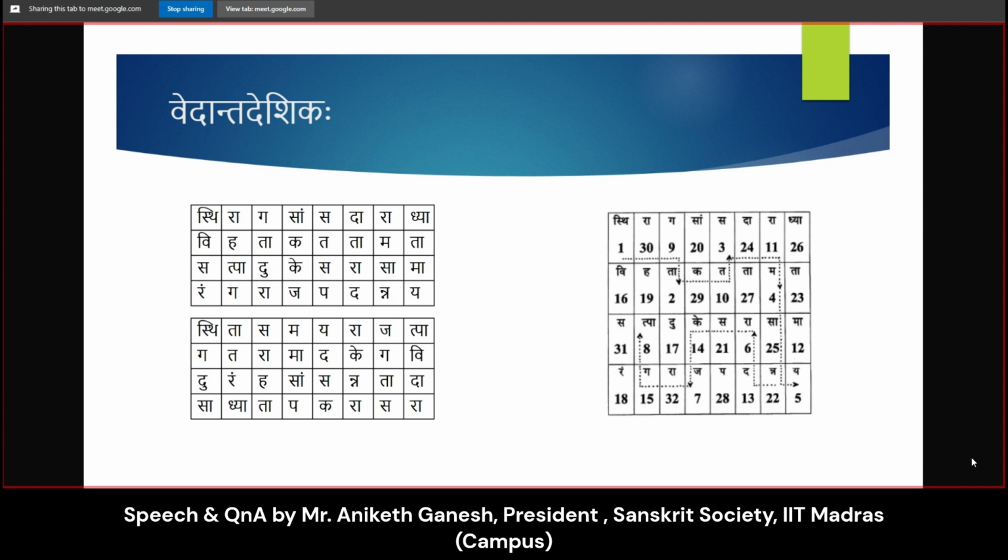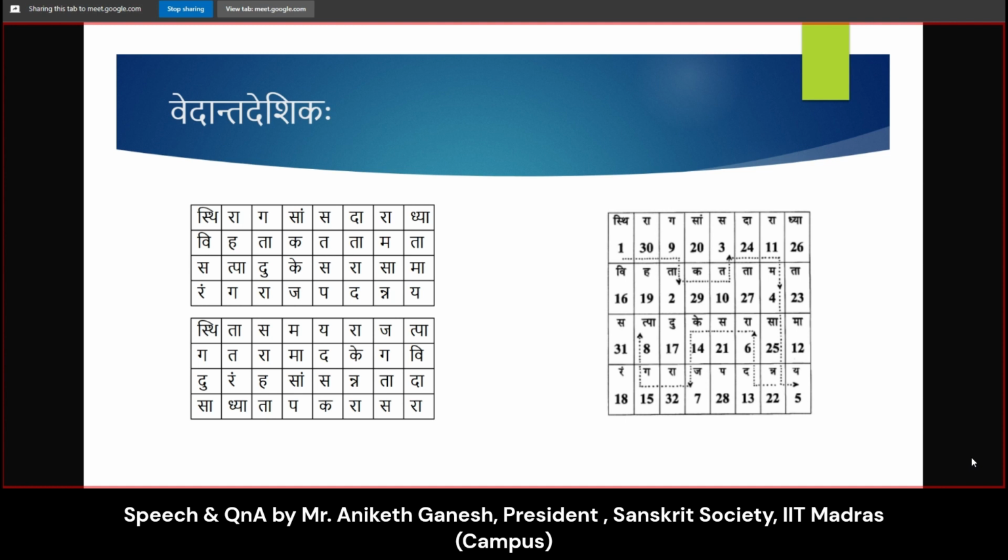So Vedanta Deshika actually gives a solution to this problem in these two verses. If you treat the second verse as a key to the first verse, essentially what I mean by that is the first letter in both of them is Thi.